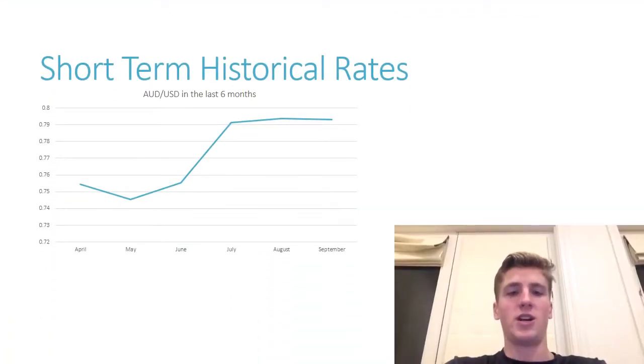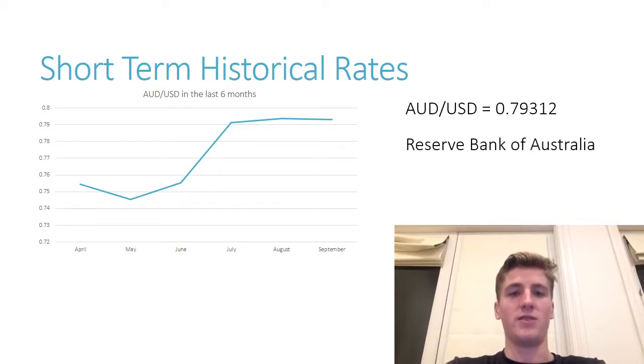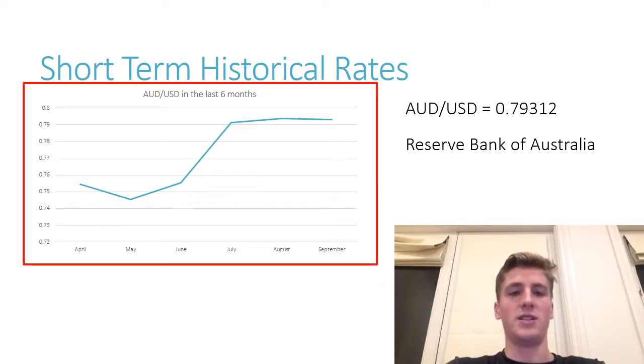Currently the exchange rate for the Australian dollar versus the US dollar sits at around 80 cents, at 0.79312. We got this information from the Reserve Bank of Australia, otherwise known as the RBA, on the 21st of September 2017. And if we have a brief look at the short-term history of the last 6 months, we can see that on average the exchange rate has increased by around 65 pips per month.